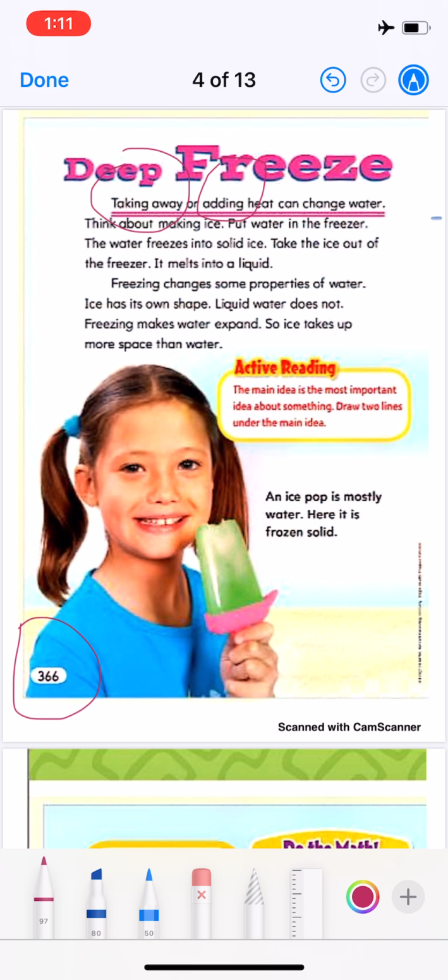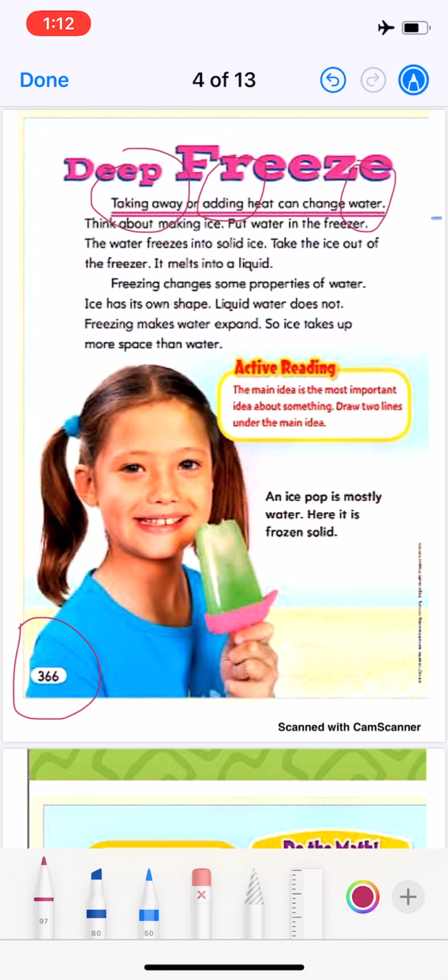Look what they are telling us in here. Taking away or adding heat can change water. Think about making ice. Put water in the freezer. The water freezes into solid ice. Take the ice out of the freezer. It melts into a liquid. So, these are the two changes. When we add or remove heat, water changes.